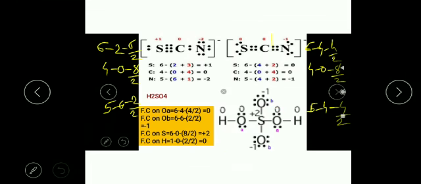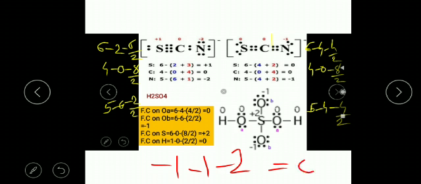Then the formal charge on hydrogen is 1 because the valency is 1, minus 0 because there is no lone pair, minus 2 because of this bond pair, divided by 2. So the answer is 0. In this, two oxygens have 0 charge, two oxygens have minus 1 charge, and the center sulfur has plus 2 charge. So let's balance it: minus 1, minus 1, plus 2. So the answer becomes 0.